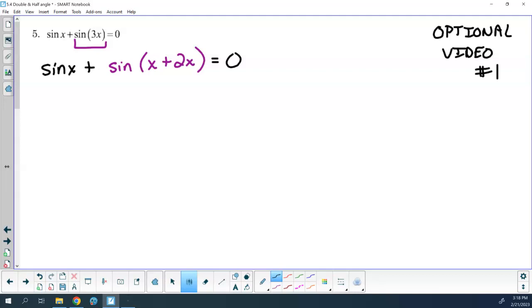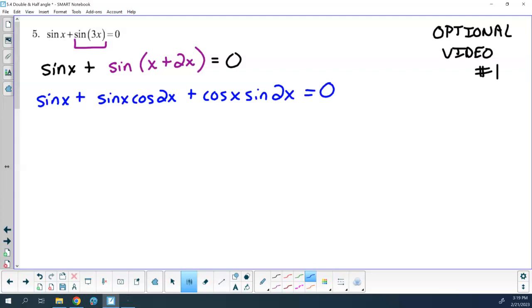So that identity for the purple would be identity number 19 on your identity sheet. So then that would become sine of x cosine of 2x plus cosine of x sine of 2x, and that is equal to 0. So that purple part became that right there.